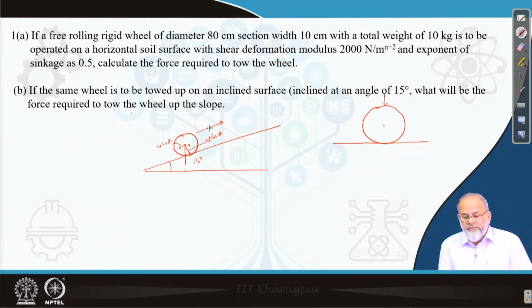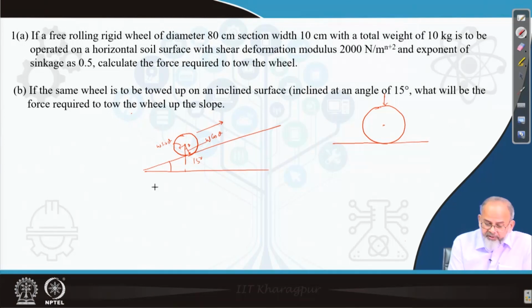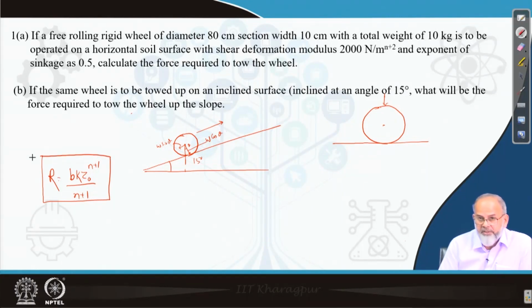So what to do now? We have to find out again, because this wheel is satisfying Bekker's theory, that is rolling resistance theory. So we will use the same equation. R will be equal to B k Z0 raised to the power n plus 1 by n plus 1, but this is only for a horizontal surface.